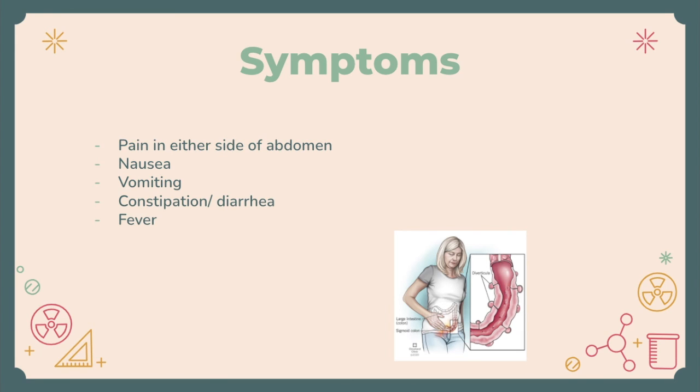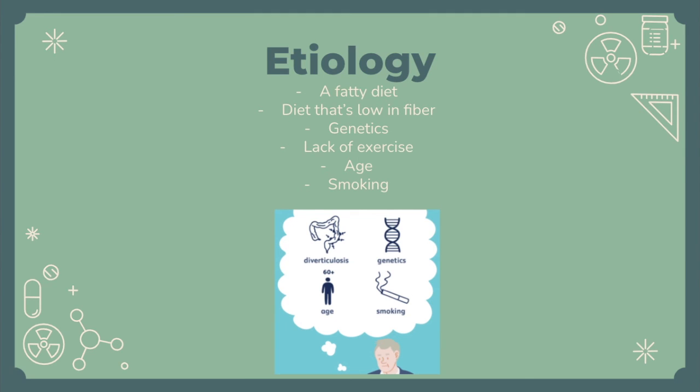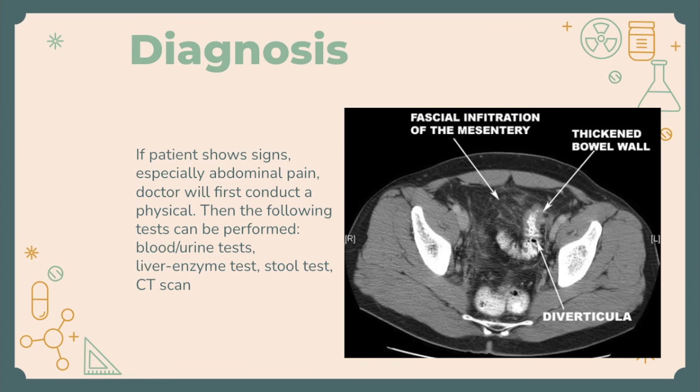Symptoms could be pain in either side of the abdomen, nausea, vomiting, constipation or diarrhea, or fever. A fatty diet that's very low in fiber can cause diverticulitis. It could also be largely caused by genetics. A lack of exercise, old age, and smoking can also be causes of diverticulitis.